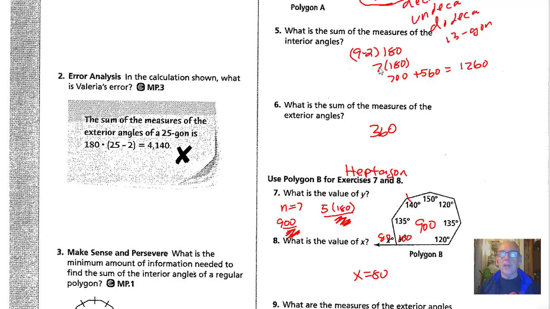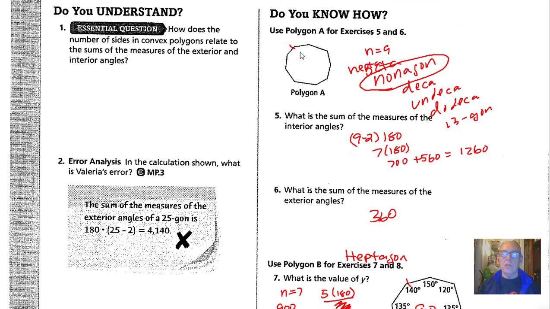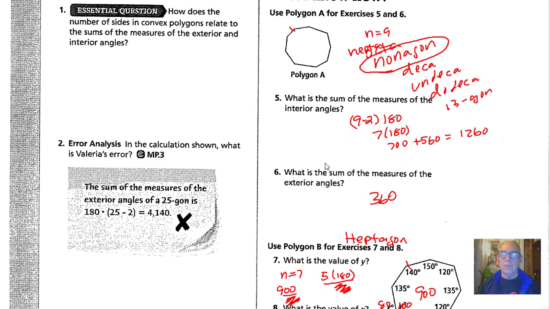So look at number 5. What's the sum of the measures of the inside angles? Well, the number of sides is 9. 9 take away 2 times 180 is going to give us the interior sum, which is 7 times 180. 7 times 100 is 700, 7 times 80 is 560, 1260 total number of degrees. So all these angles inside have to add up to 1260 degrees.